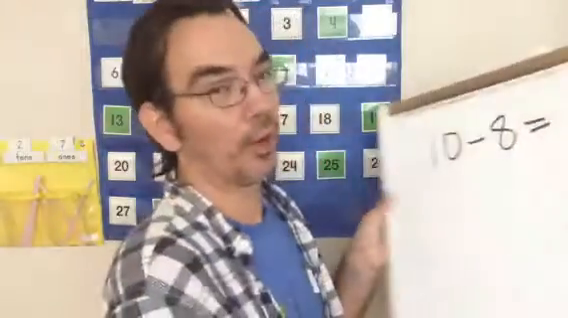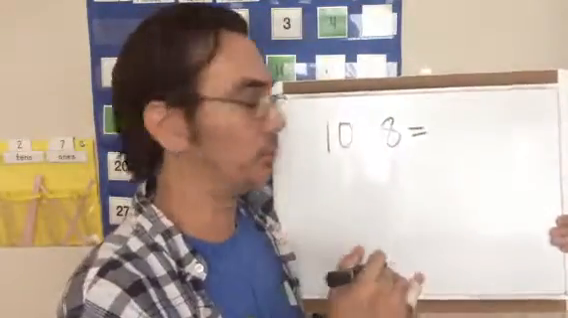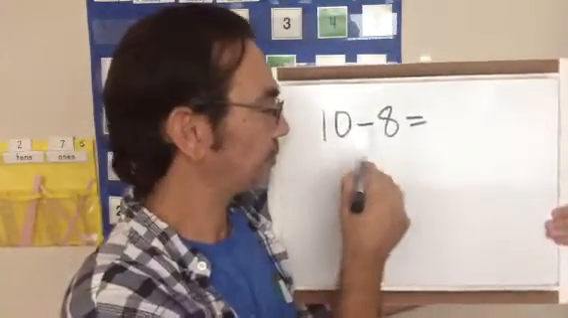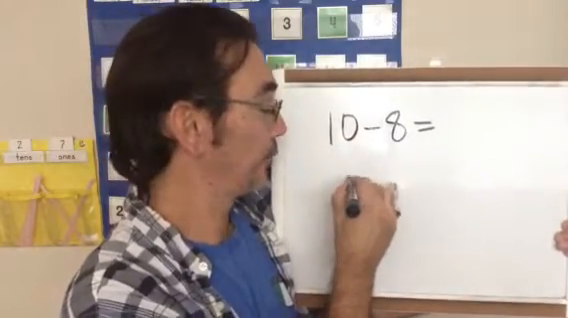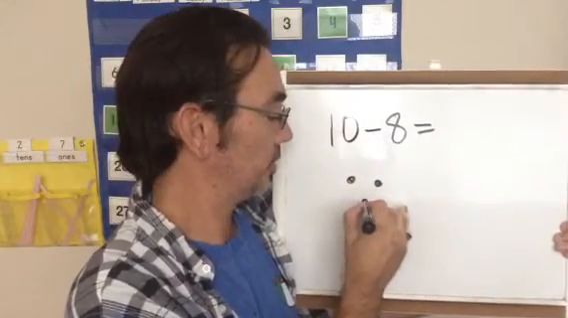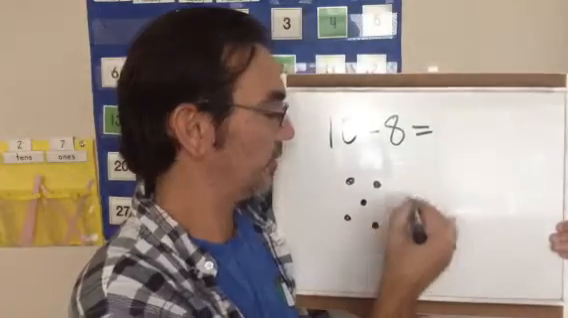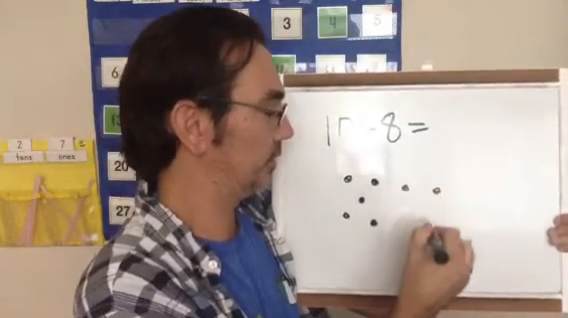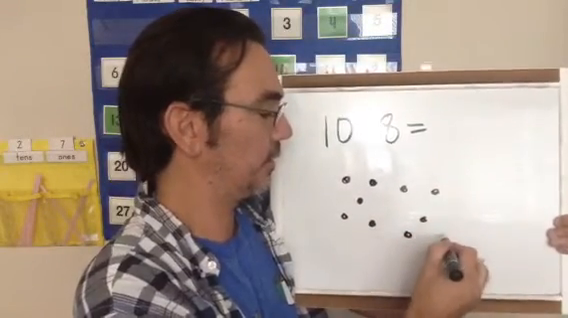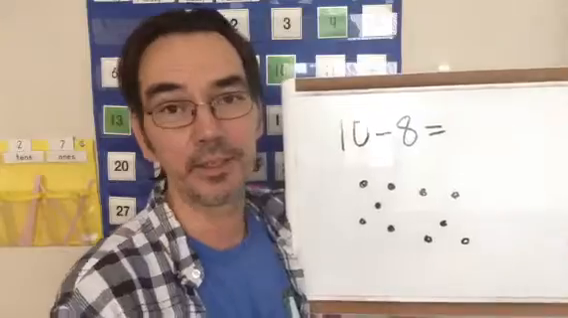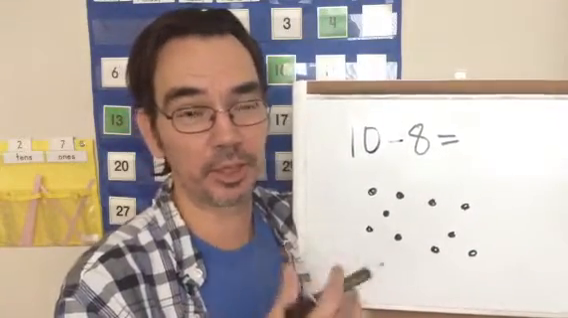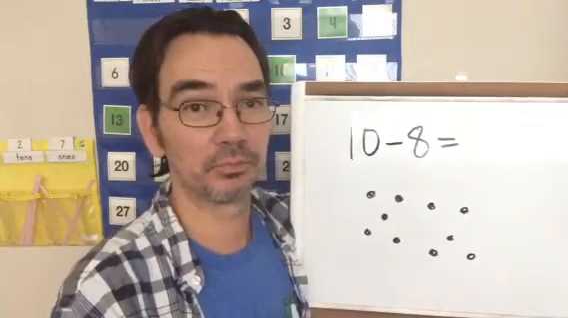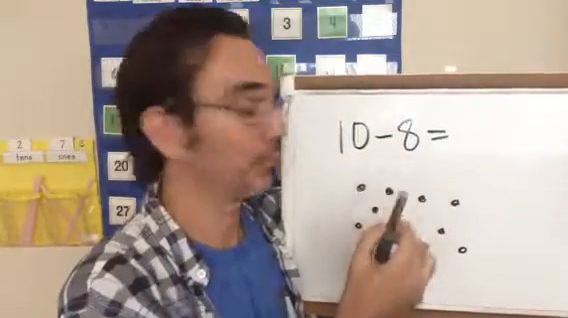Okay, let's go to our dots to triple check this, right? So I'm going to have to draw how many dots? 10. 1, 2, 3, 4, 5, 6, 7, 8, 9, 10. Okay, now how many of these dots do I need to circle and cross out? That's right, 8.